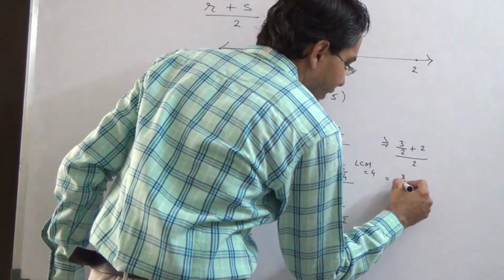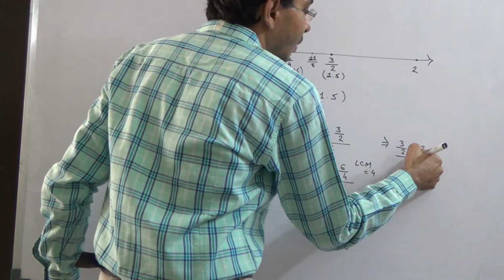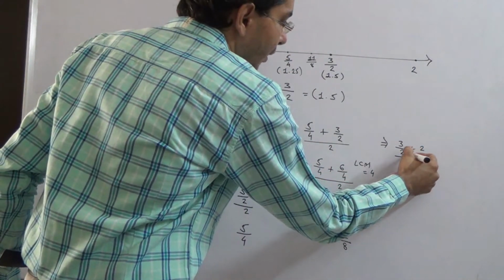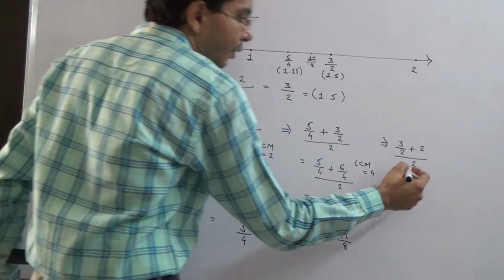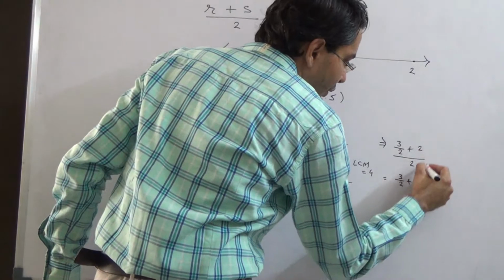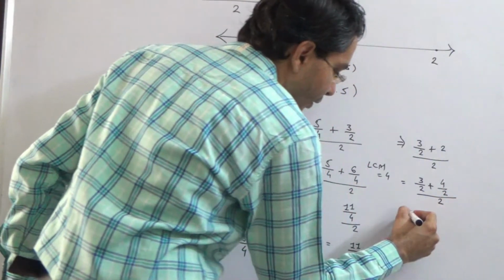So here we do not need multiplication, but here 2 is 2 upon 1. If I want to make both denominators the same, I multiply by 2. So 2 2s are 4, so 4 upon 2 divided by 2.